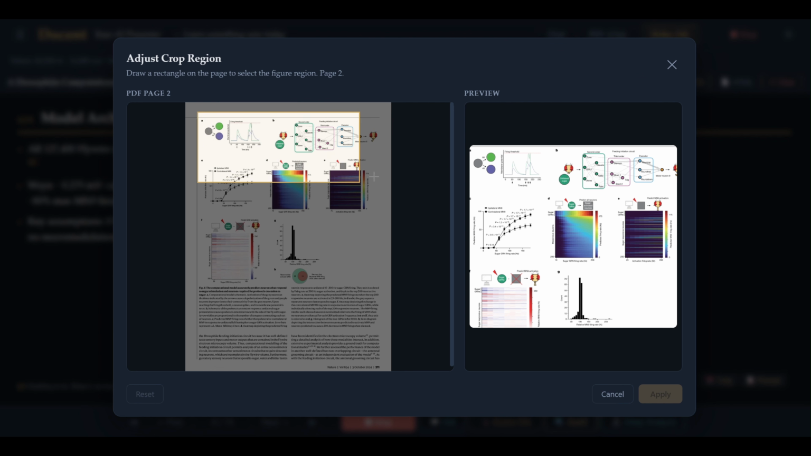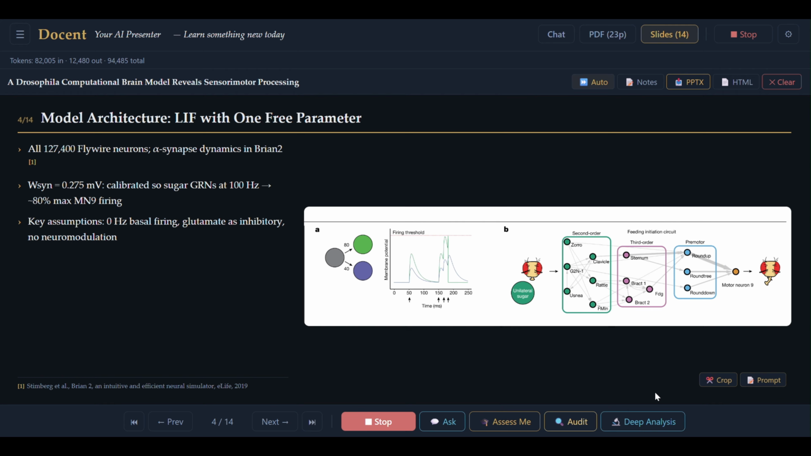On the left, you can see the LIF schematic. When a neuron spikes, it depolarizes downstream neurons in proportion to connectome-derived synaptic weights. Critically, all biophysical parameters are taken from prior Drosophila literature, except for WSyn, the single free parameter controlling synaptic weight magnitude. It was calibrated so that sugar GRN activation at 100 Hz produces roughly 80% of maximal MN9 firing.